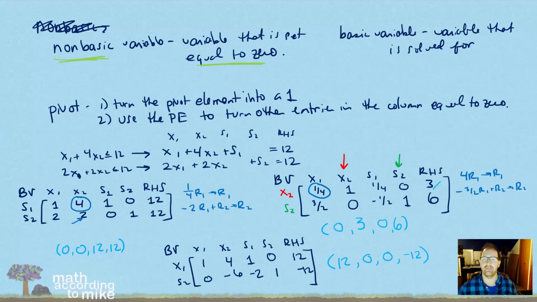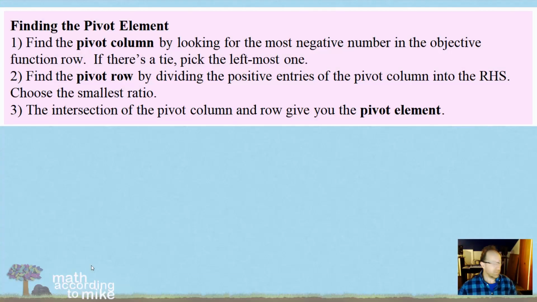So come on back. Okay, so there are 3 steps that need to happen to find the pivot element. 1, find the pivot column by looking at the most negative number in the objective function row. Oh, we didn't talk about what an objective function row is. We'll get there. If there is a tie, pick the leftmost one. 2, find the pivot row by dividing the positive entries of the pivot column into the right-hand side and choose the smallest ratio.